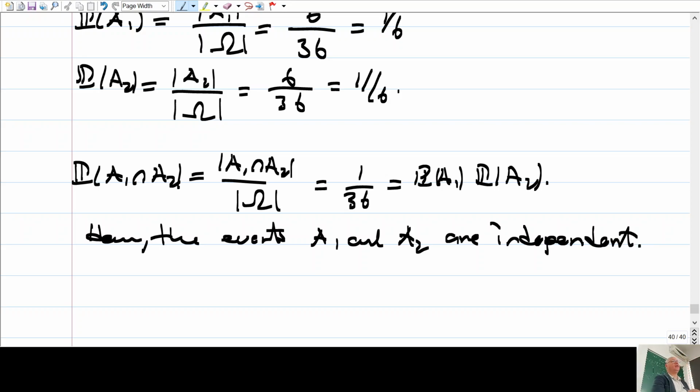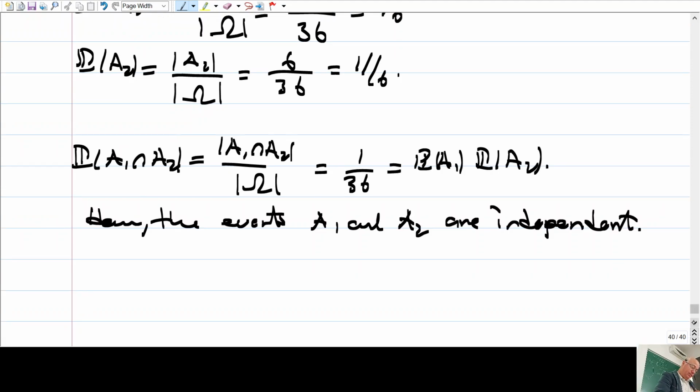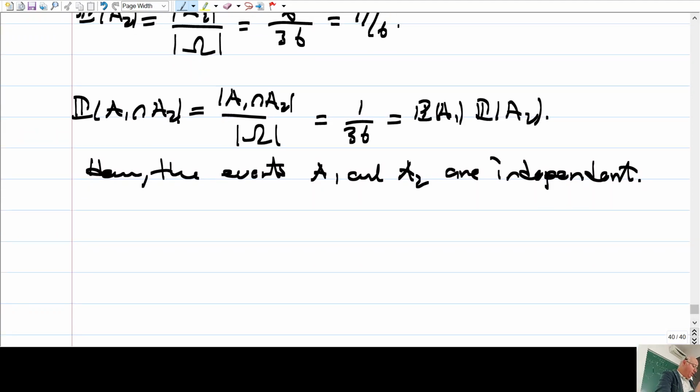Of course, if you just think about this, you are throwing 2 dice. It doesn't matter what the first one shows for the second die to show, right? I mean, they are independent events.